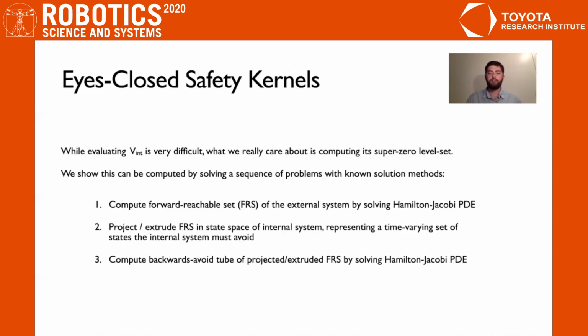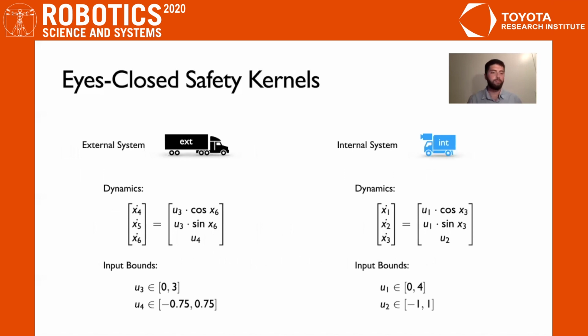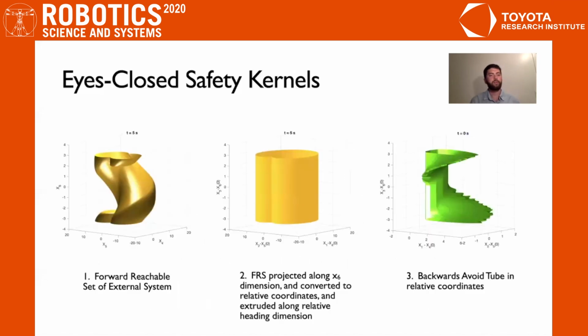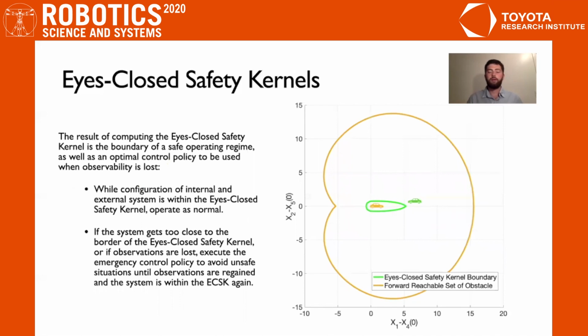To understand this better, let's consider the example from earlier. Here, both the external and internal system are represented using simple dynamics models. Here we depict the output of the three stages of the computation outlined two slides ago. First, we compute the forward reachable set of the external system. This is depicted on the left. Next, because the internal system does not care about which heading the external system is at collision, we project the set along the heading dimension of the external system. We then convert the set into relative coordinates between the internal and external system and extrude the set back along the relative heading dimension. Finally, we compute the backwards avoid tube of the set, resulting in what we term the eyes-closed safety kernel. Here, we depict contours of the eyes-closed safety kernel, as well as the forward reach set of the obstacle in 2D space for easy visualization.